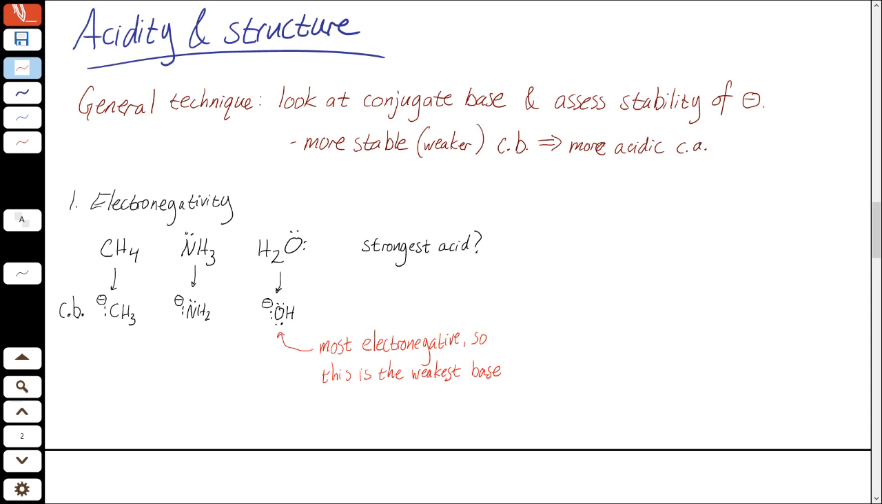So then what does that tell us about the acids? What's the strongest? Right, so water is the strongest acid among the three acids because it has the weakest conjugate base. Okay. So if we were to rank acid strength, we would say methane is the weakest, then ammonia, and then water.